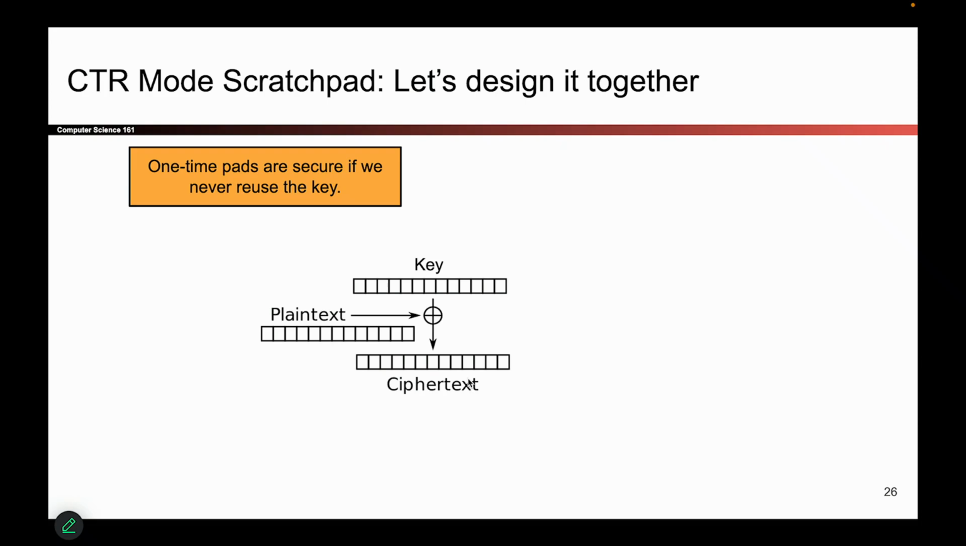So what if I could do this, but I didn't have to generate new keys every single time? That's our goal with this encryption scheme. I want to imitate this behavior, but I don't want to have to generate new keys every single time. So this is the first idea I need.